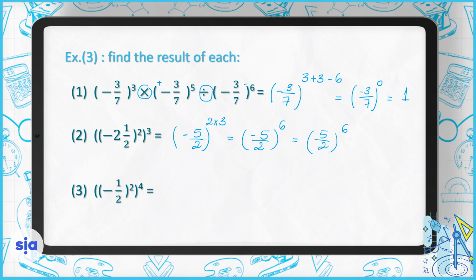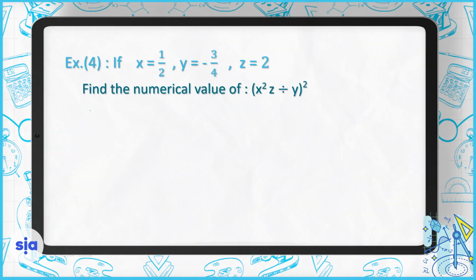Question 3, it's negative half to the power of, we multiply the powers, so it's 2 times 4, then it's negative half to the power of 8. The even power eats the negative, so it's 1 over 2, all to the power of 8. Let's now move to exercise number 4.